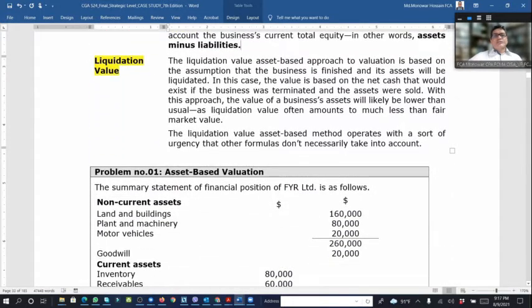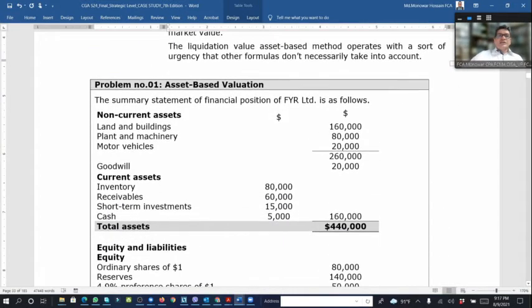And a liquidation value asset based approach to valuation is based on the assumption that the business is finished, that is, assets will be liquidated. So there are different ways. So here asset based valuation is one problem here.